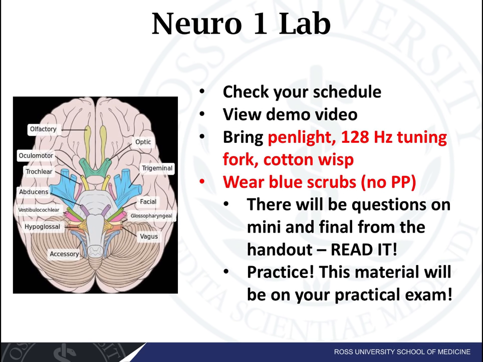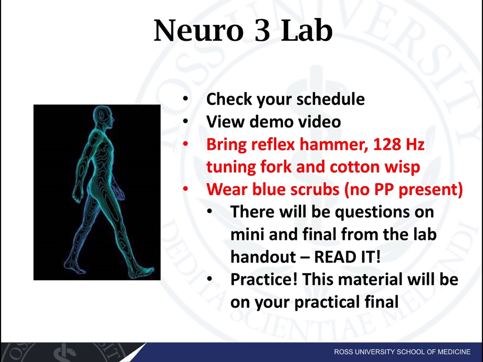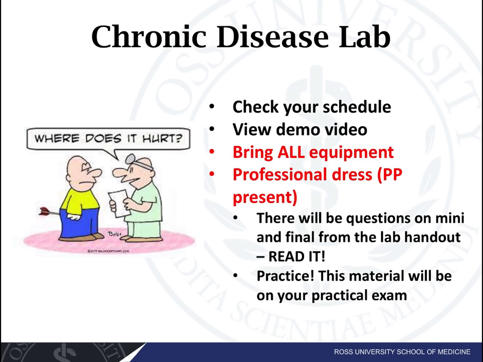For the Neuro 1, Neuro 2, and Neuro 3 labs, there will not be a professional patient. You will be testing these exams on your fellow colleagues, so you can come in with blue scrubs and a white coat if you would prefer, or you can come in with professional dress. Either one is an option. For all of the neuro labs, the equipment that you'll be required to bring in will be different, so make sure you have the right equipment for each of these labs. For the chronic disease lab, bring all of your equipment.